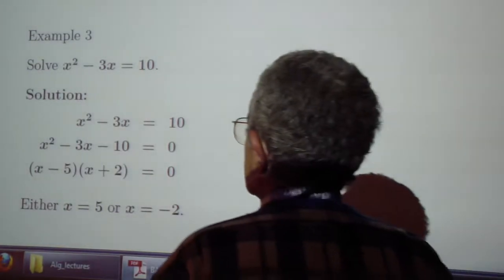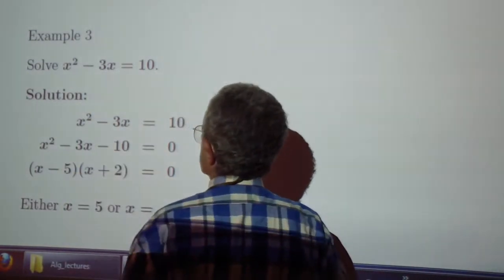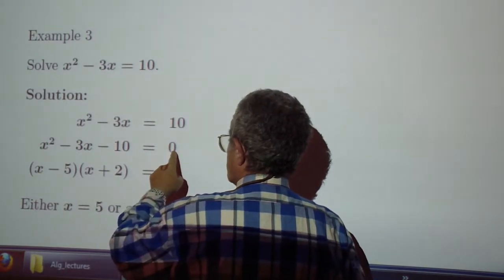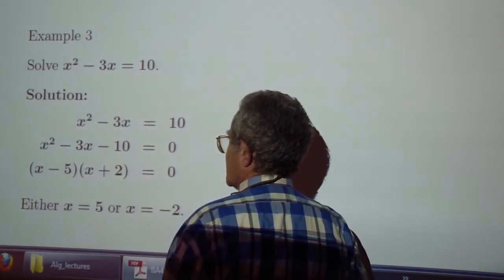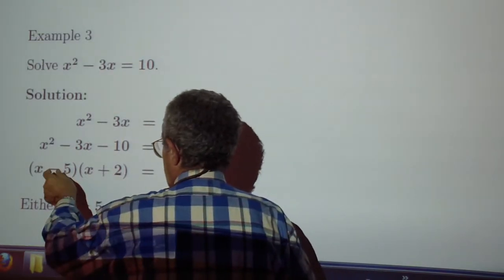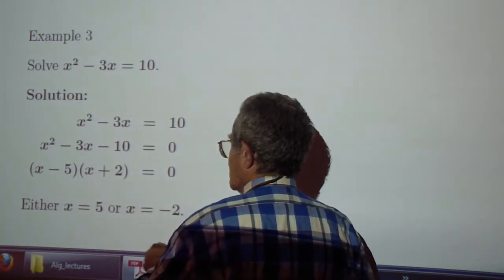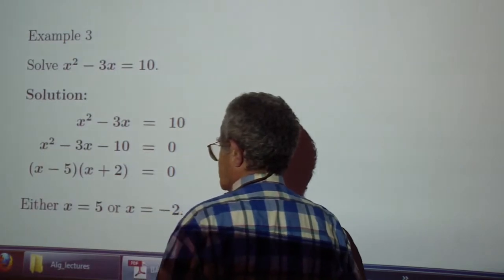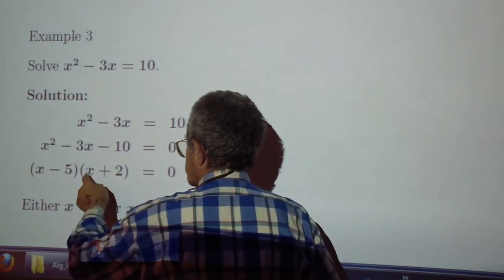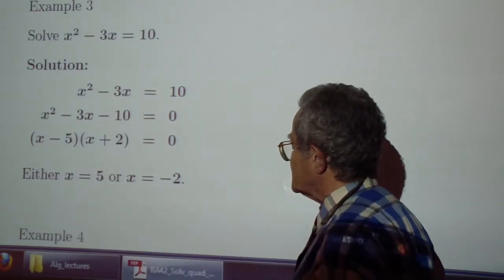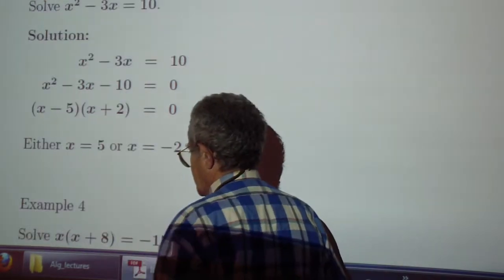Example 3. Factor x squared minus 3x, which is 10. First step, make the right 0 by subtracting 10 from both sides. Factor: x minus 5 times x plus 2. So x is 5 because 5 minus 5 is 0, or x is negative 2 because negative 2 plus 2 is 0. And 0 times any number is 0.